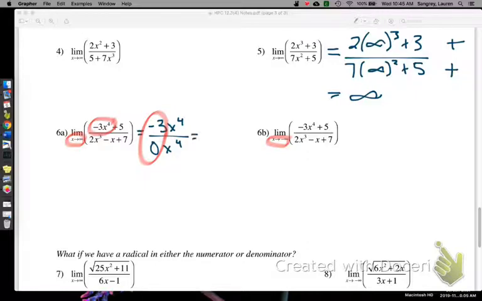So looking at our coefficients, we have a number over 0. So technically our answer does not exist, but we are going to go further and figure out if it's positive infinity or negative infinity. So remember, you can look at the graph. I'm going to show you the direct substitution again.